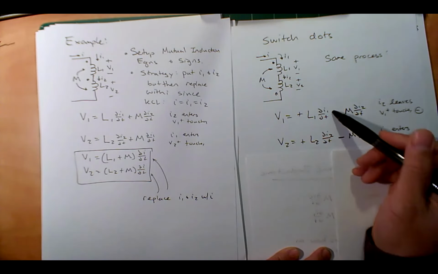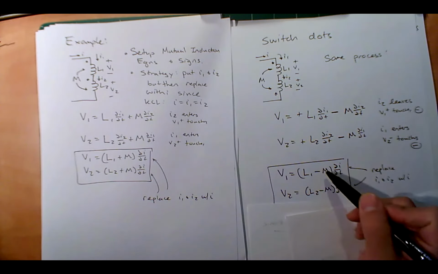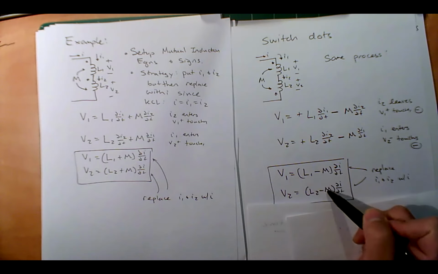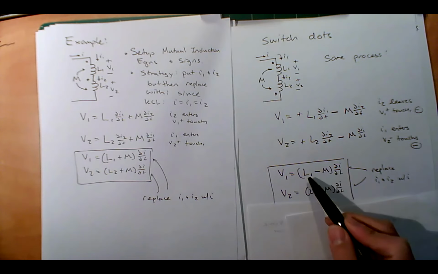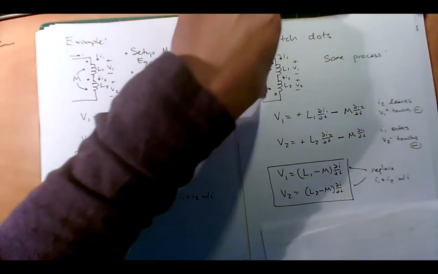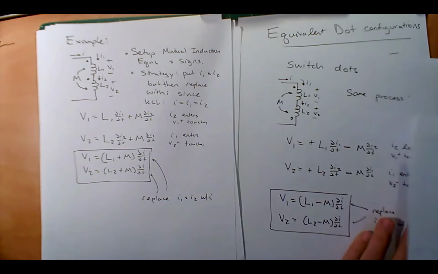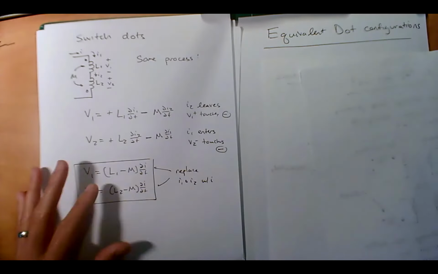Yep. Okay. And then here, it's kind of like you've decreased the overall self-inductance in some way, right? Because you have L1 minus M, L2 minus M. All right, but not too bad. Okay, what is next?